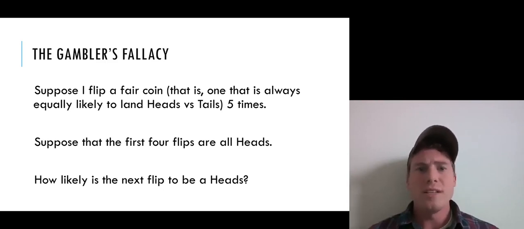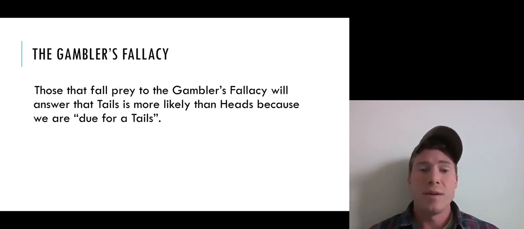Well, the correct answer should be fairly apparent here from the fact that we've said this is a fair coin. Namely, it's 50-50 whether it's going to be heads or tails next time. But those that fall prey to the gambler's fallacy will answer that tails is actually more likely than heads because we're due for tails, if you will.